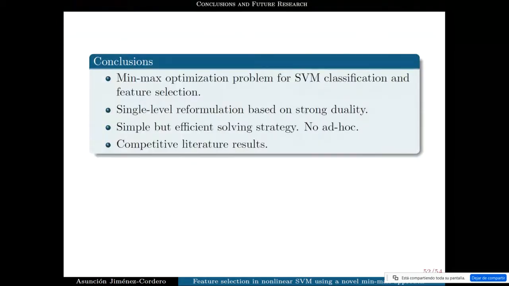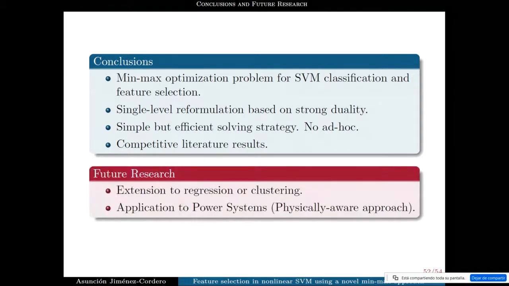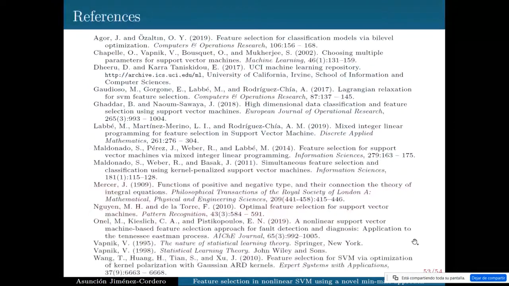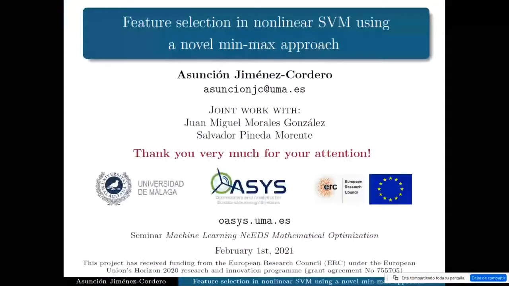And just conclusions and future research: we have developed a new min-max optimization approach for selecting features in nonlinear SVM classification using off-the-shelf solvers. And our approach is competitive against the benchmark results. And as future research, we want to extend it to regression or clustering and to apply it to real-world applications to develop a new physically aware approach. And these are some of the references, and that's all.